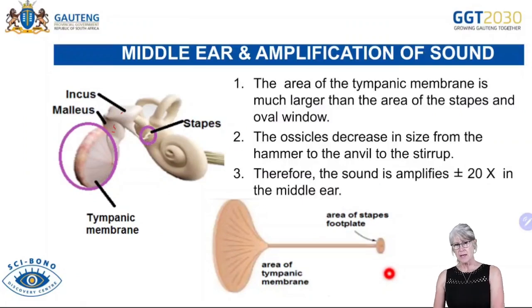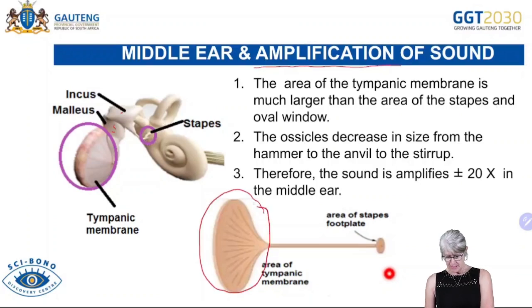Now, another very important function in the middle ear is amplification of sound. Because of the size of the tympanic membrane compared to that of the oval window, we have quite a lot of amplification. So in other words, the sound is amplified up to 20 times in the middle ear, because of the size difference. Right, then from the oval window, the vibrations are now converted.